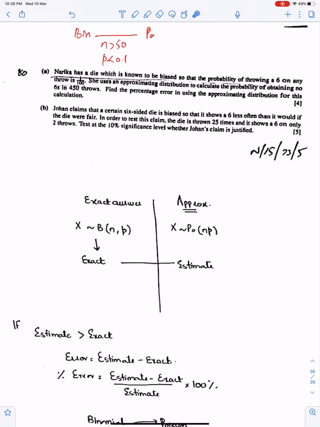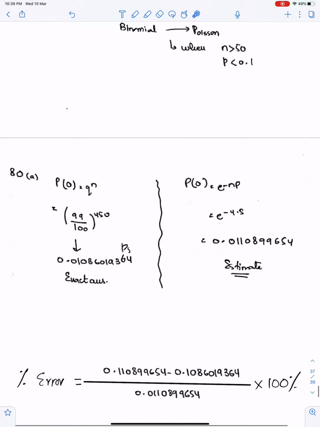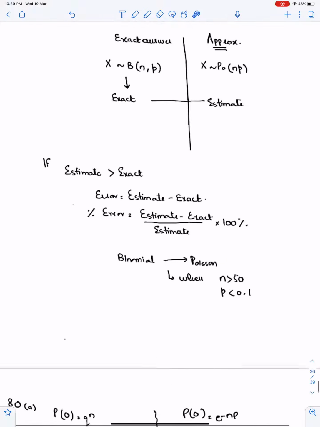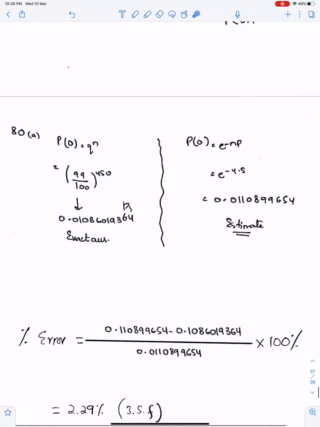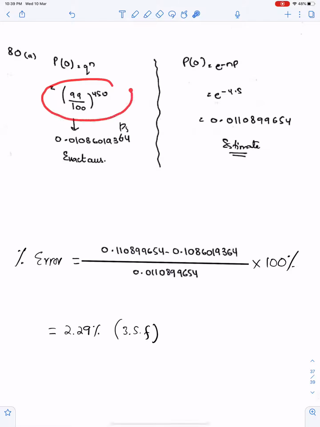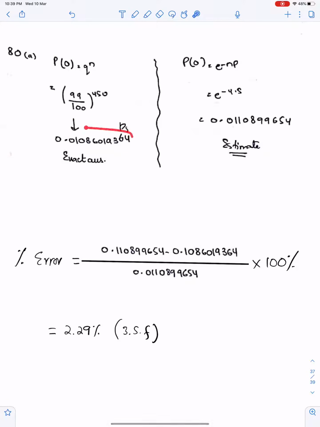So none in binomial. This is the way to get none in binomial. It's q power n. The probability of p is 1 upon 100, so the probability of q is 99 upon 100, in 450 throws. So this is the probability of none through binomial. This is the exact answer. Make sure you write the whole number, the entire answer.